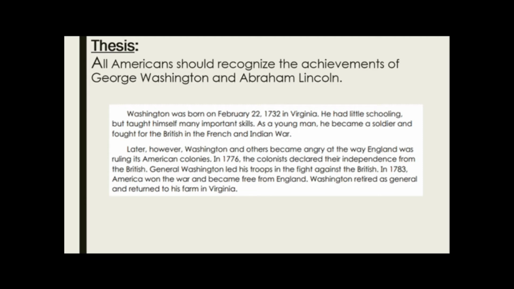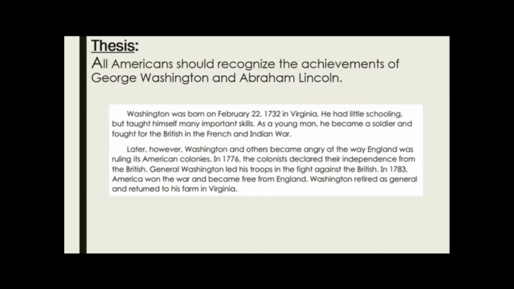Washington was born on February 22, 1732 in Virginia. He had little schooling, but taught himself many important skills. As a young man, he became a soldier and fought for the British in the French and Indian War. Later, however, Washington and others became angry at the way England was ruling its American colonies. In 1776, the colonists declared their independence from the British. General Washington led his troops in the fight against the British. In 1783, America won the war and became free from England. Washington retired as general and returned to his farm in Virginia.